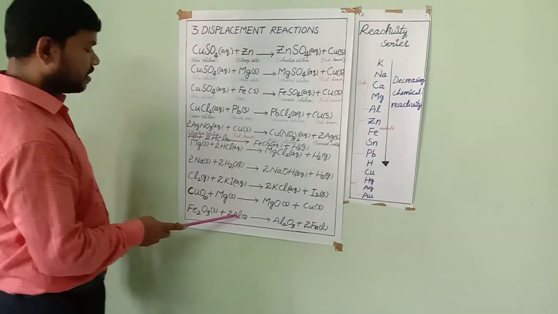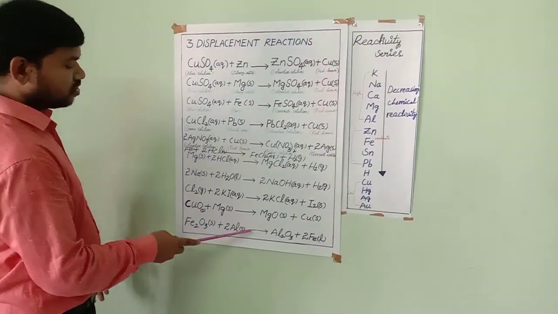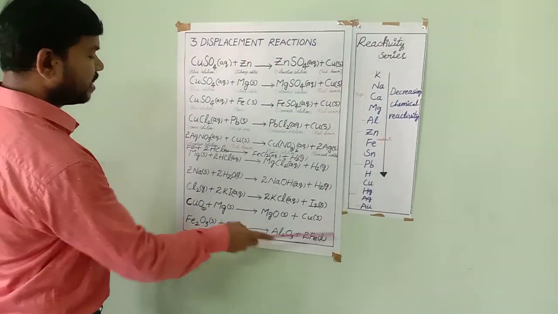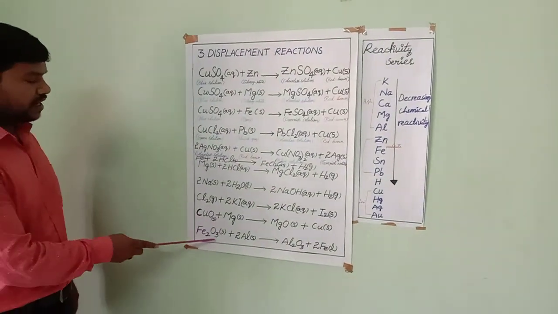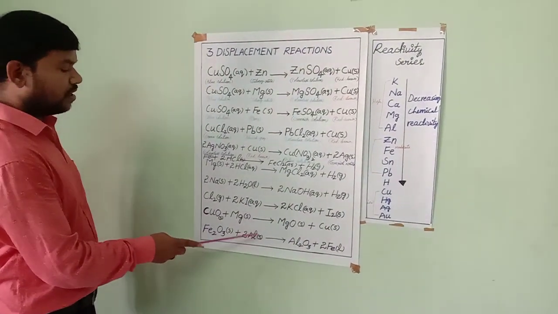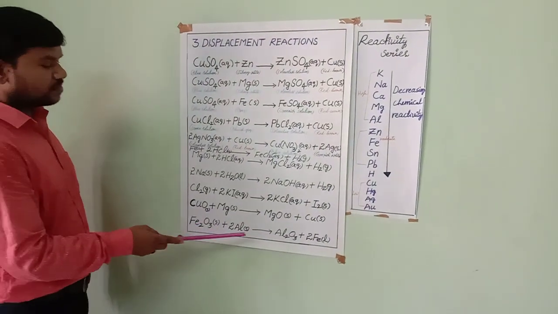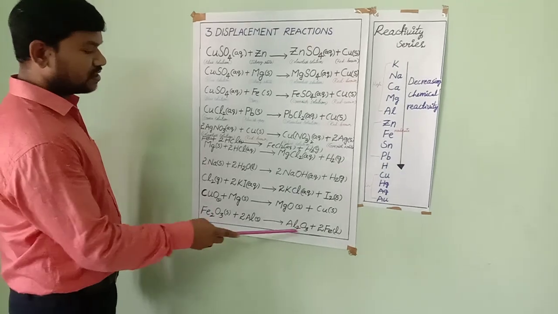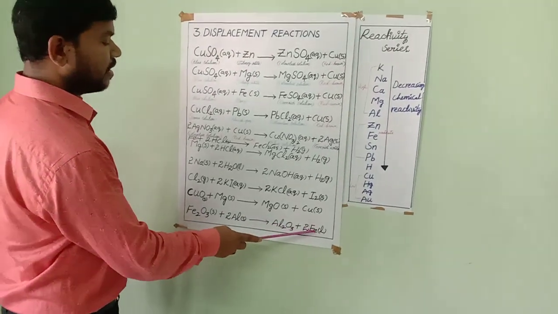This reaction is used when the railway tracks break up. For joining the railway tracks, this thermit reaction is utilized. Once again I am repeating, here iron oxide is treated with aluminium metal. Aluminium is more reactive than iron, so iron is displaced. Aluminium occupies the place of iron, so we get aluminium oxide and iron metal.